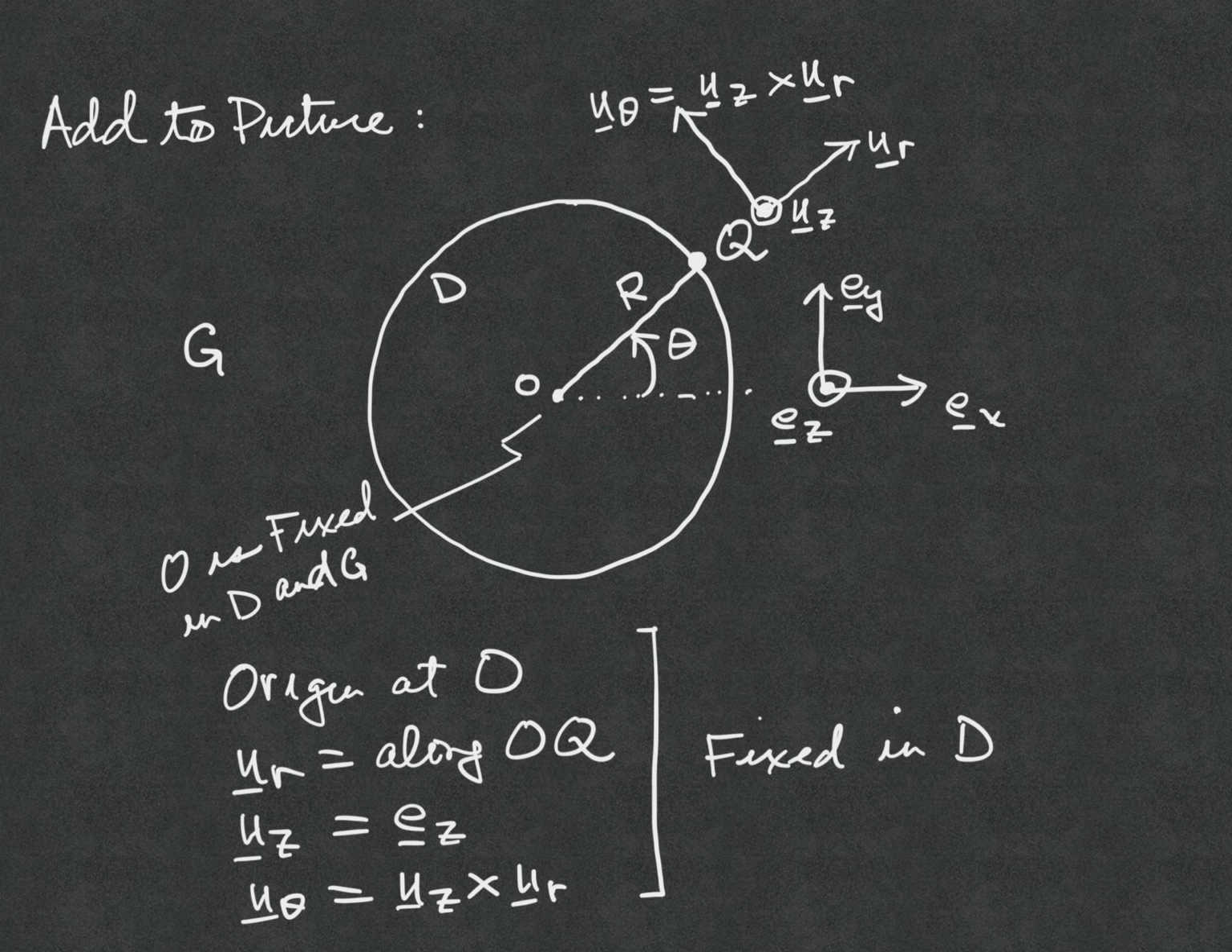So now you can see that when I do it this way, I can actually express the position of Q relative to O much more easily than I could have when I used the basis that was fixed in the ground. So let's do that now.